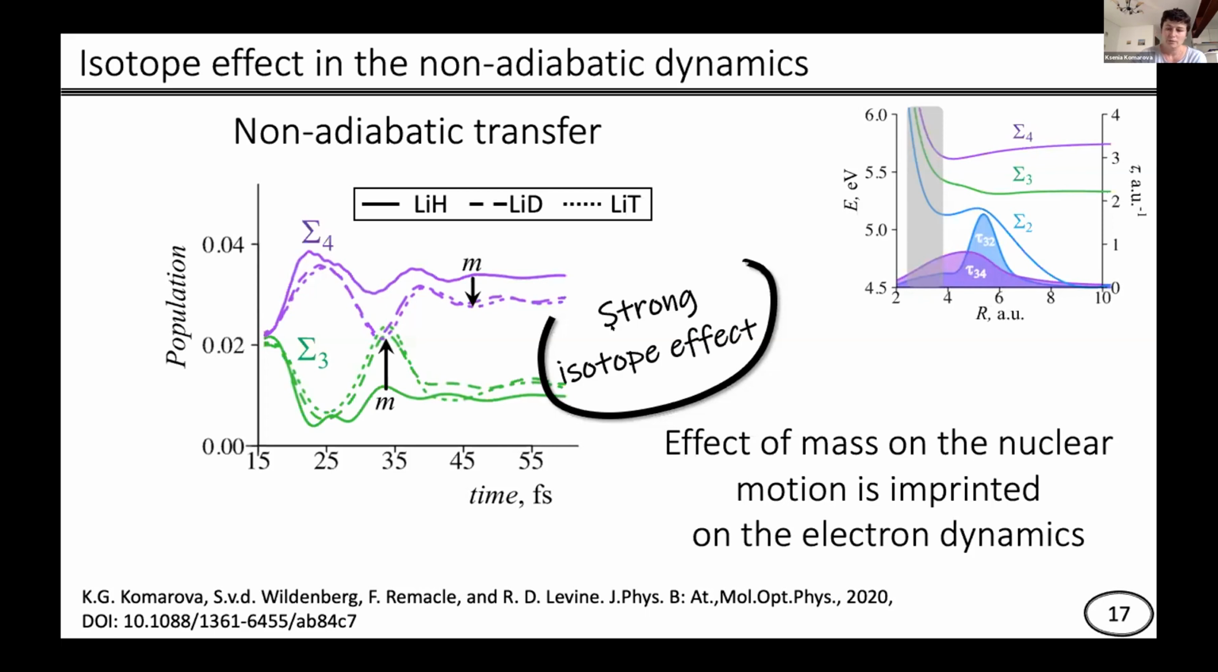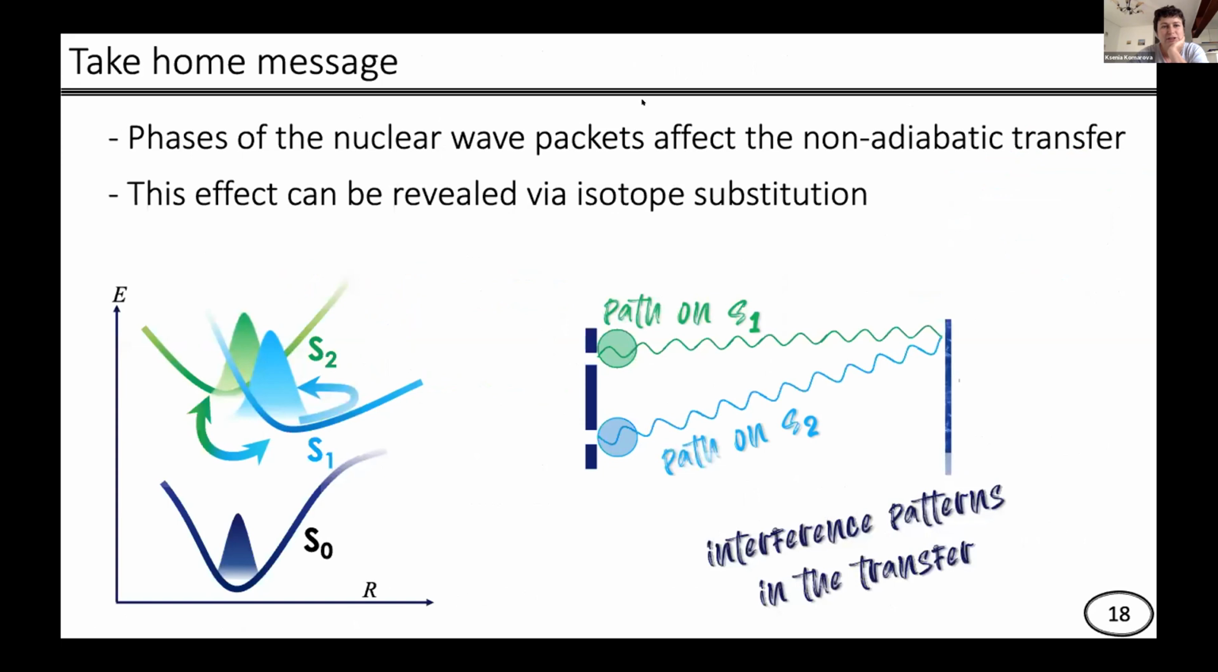So we just started this part. It is not yet probed by any experiment. We try to understand if there will be any effect of this nuclear motion on the electron dynamics in many degrees of freedom. But basically the take-home message is that when we have such complicated dynamics, where we populate several electronic states, and we know already that in the high energy regions there is a forest of electronic states and they are often coupled, there might be effects of the phases, and the quantum nature of the nuclei can appear.